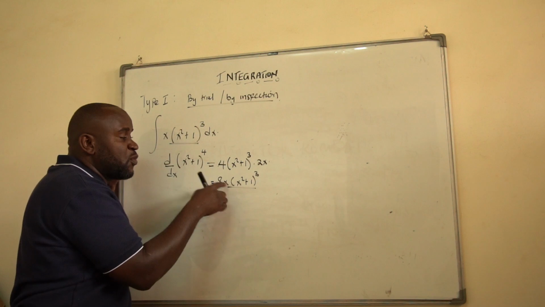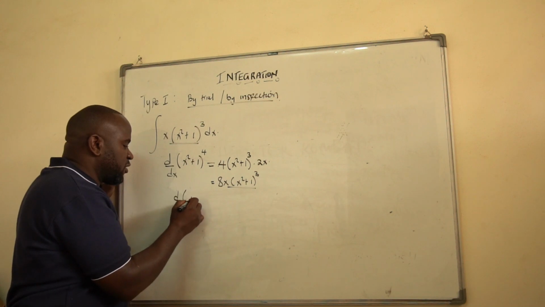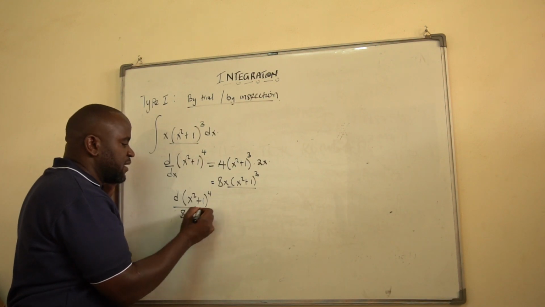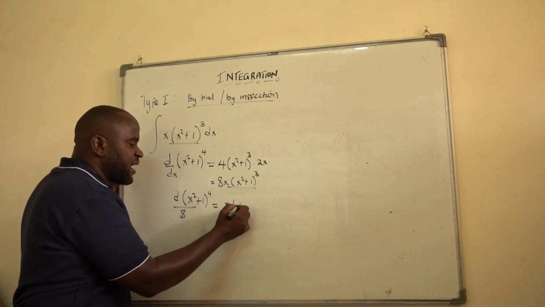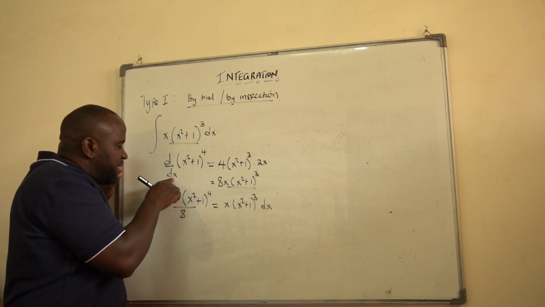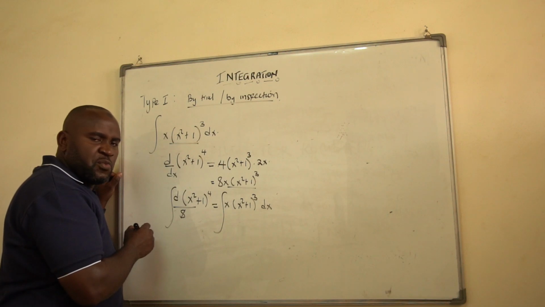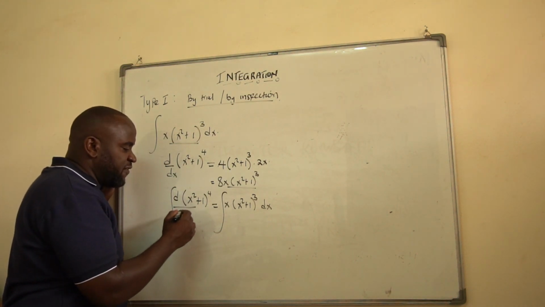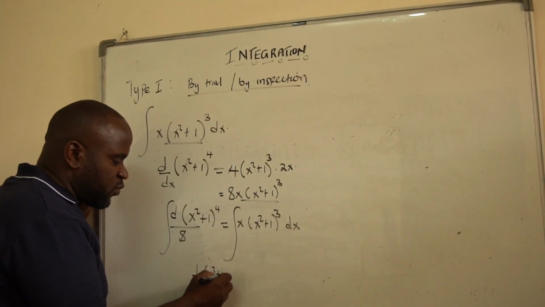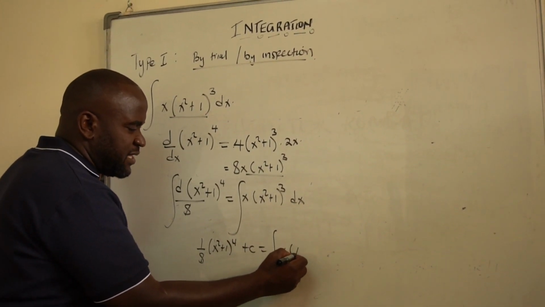So by trial, I have seen where this question is originating from. I can make it the subject: the derivative with respect to x of (x squared plus 1) to the 4th, divided by 8, is equal to x times (x squared plus 1) cubed, if I cross multiply the dx. Once the dx has been cross multiplied, I can introduce the integral symbols. The integral of a derivative gives you that very term. So I get 1 over 8 of (x squared plus 1) to the power 4 plus a constant, which is what the question was suggesting.